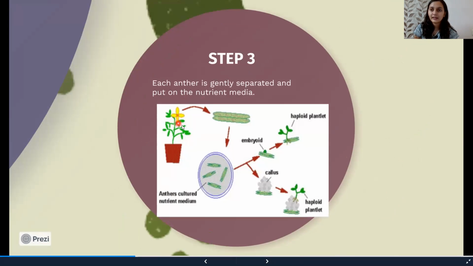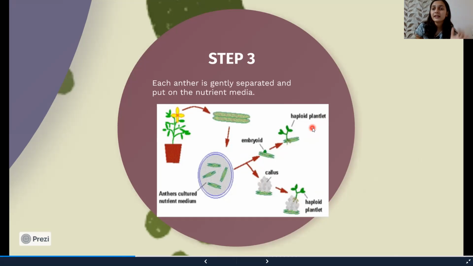So first we are collecting the flower in step 1. Then they are surface sterilized. Then after they are cultured on a nutrient medium. And then finally it induces embryoid formation, haploid plantlet is formed, or callus is formed, and then after haploid plantlets are formed.